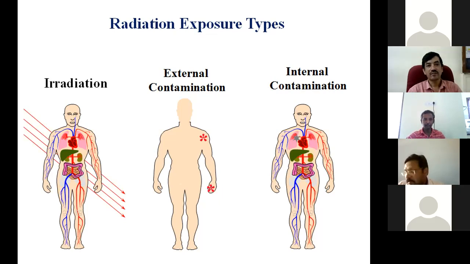The third way of radiation exposure is through internal contamination, through food and through inhalation. We drink water; water may contain trace amounts of radioactive elements. We inhale and exhale air; air may contain radioactive elements.